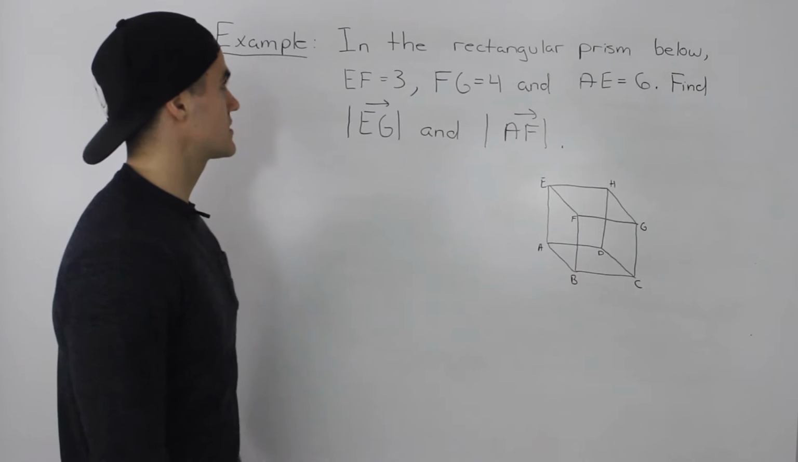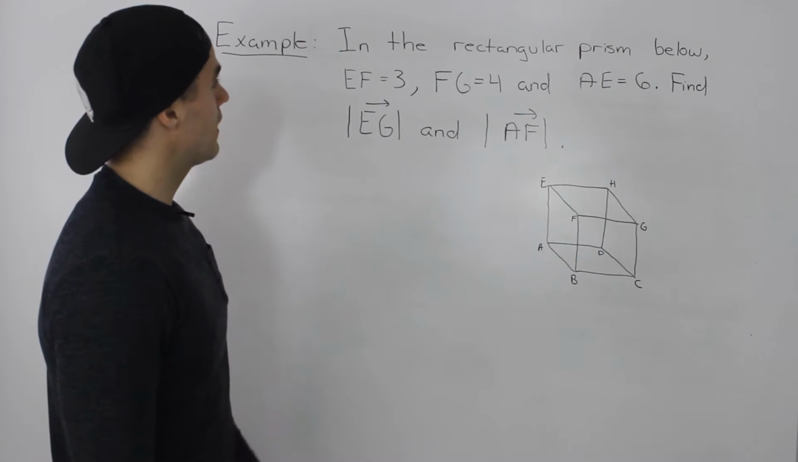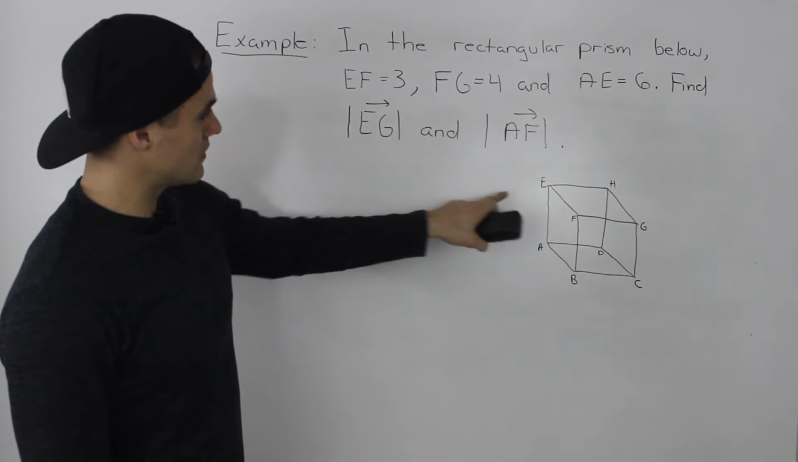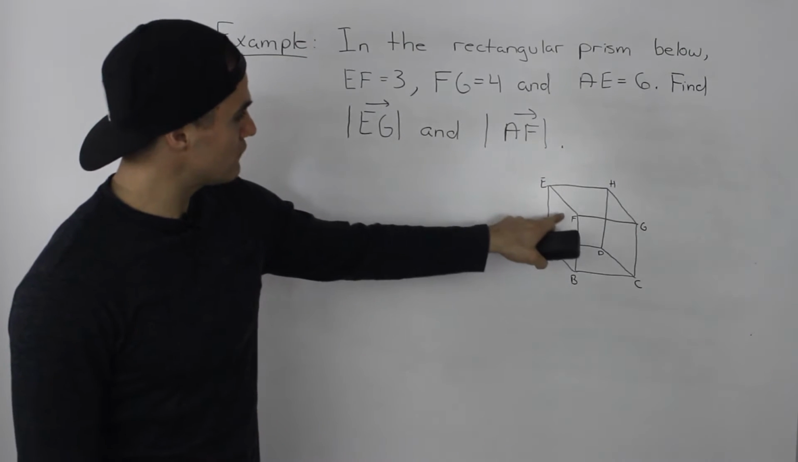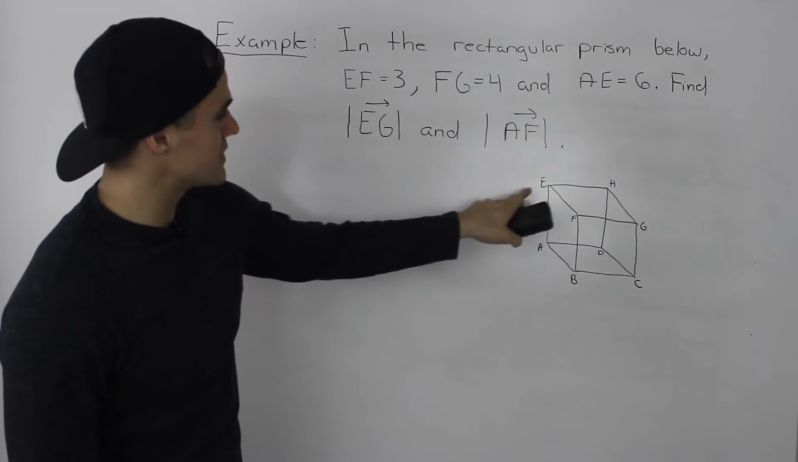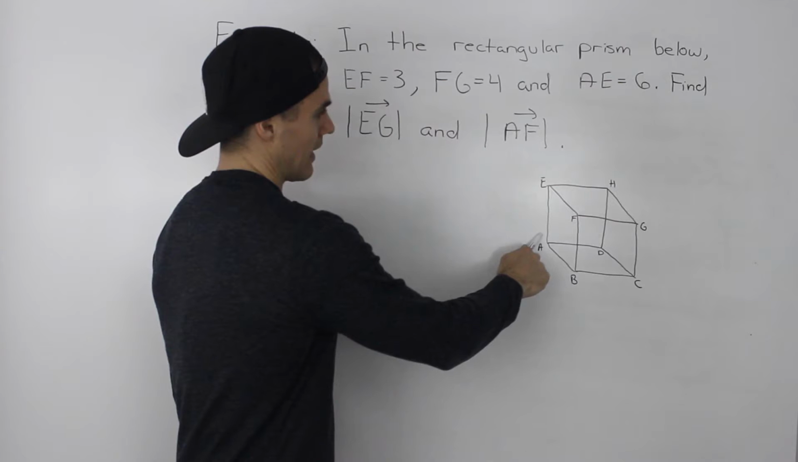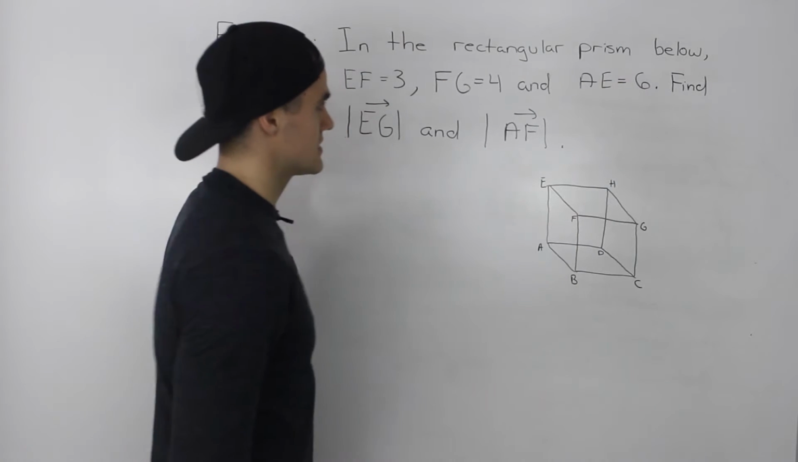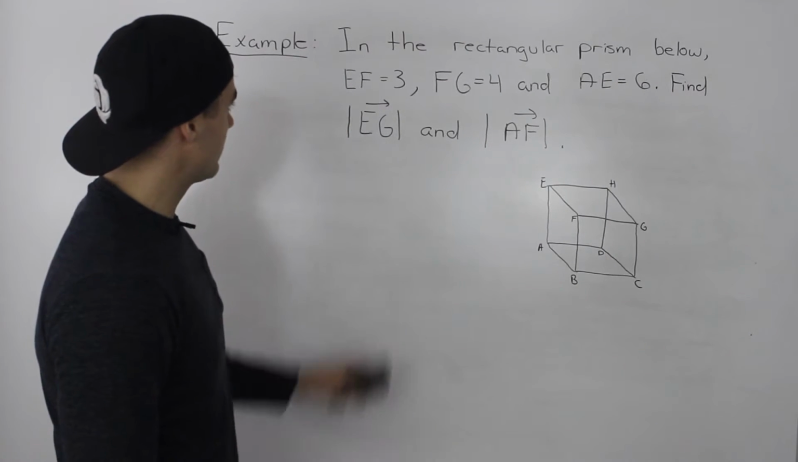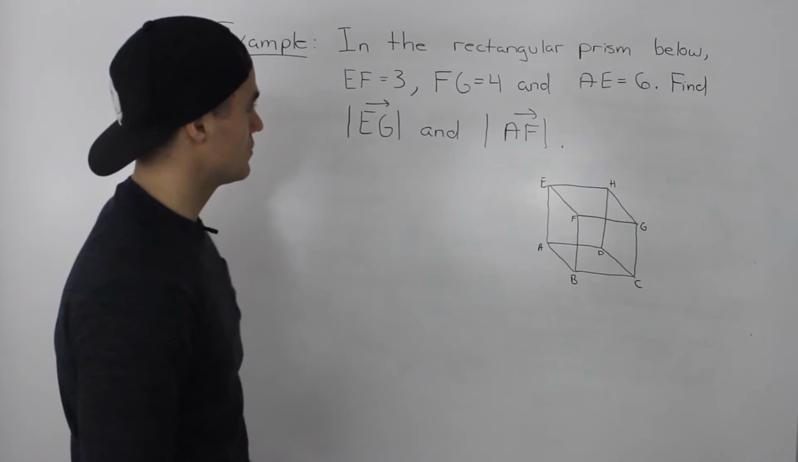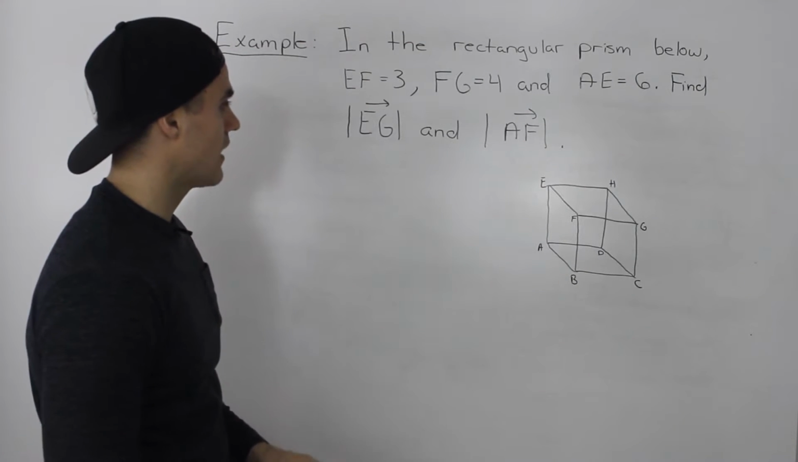So moving on to the next example, we have a rectangular prism where side EF, or length EF, is equal to 3, length FG is equal to 4, and the height of it, or this AE, is equal to 6. And they want the magnitude of the vector EG and the magnitude of the vector AF.